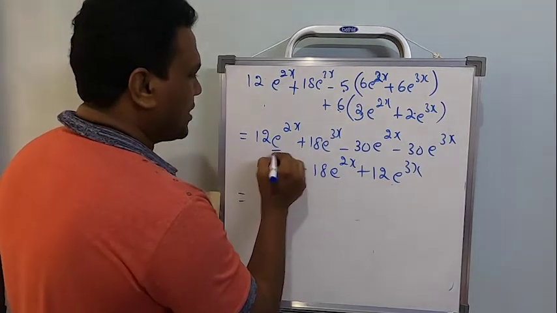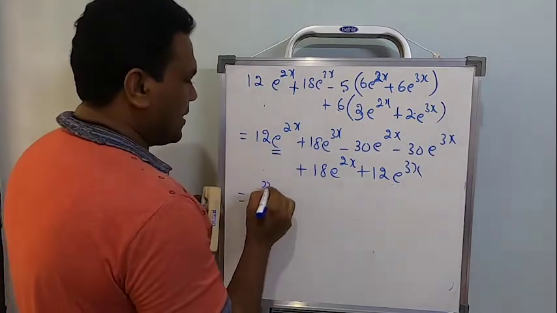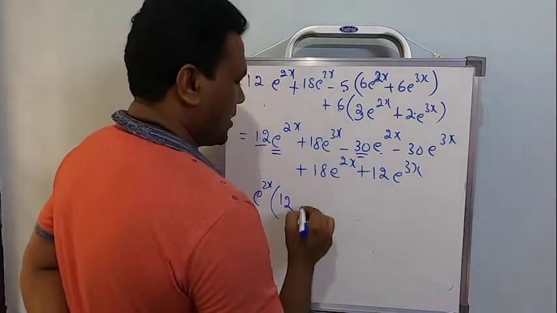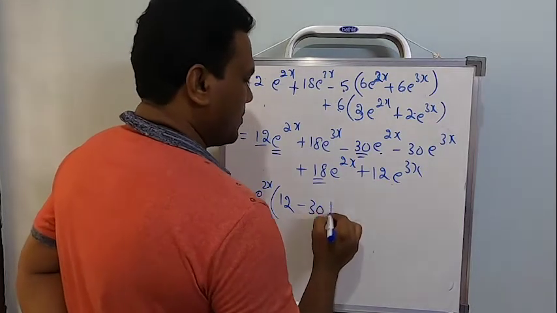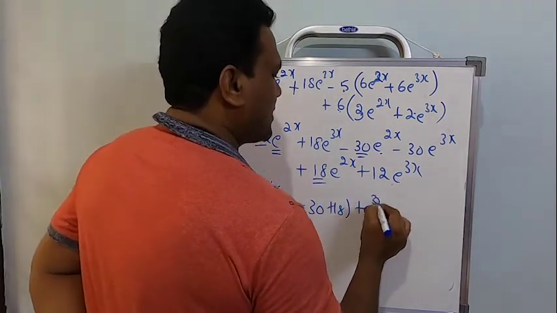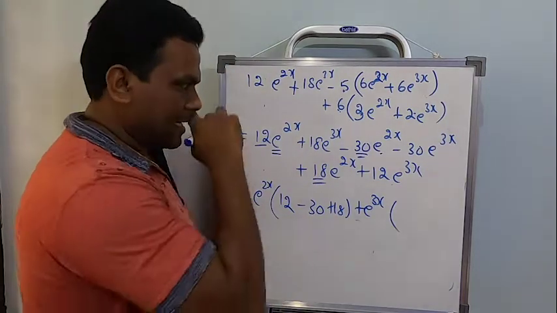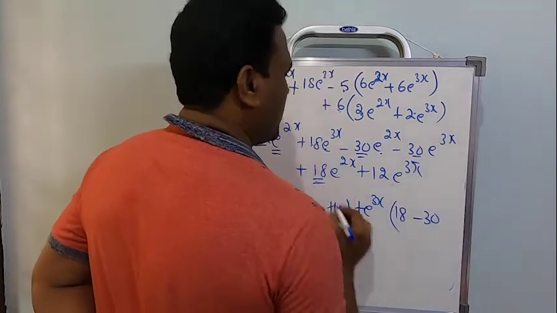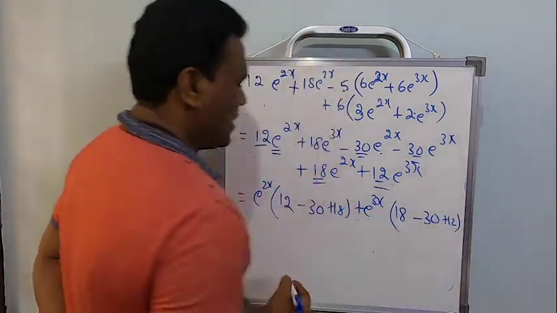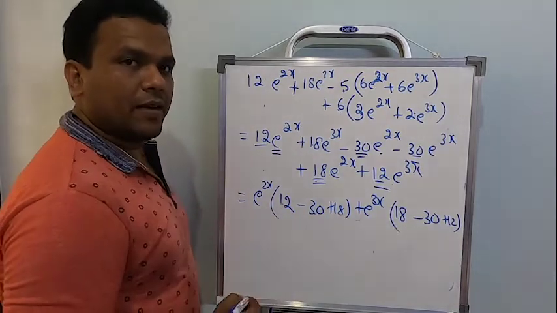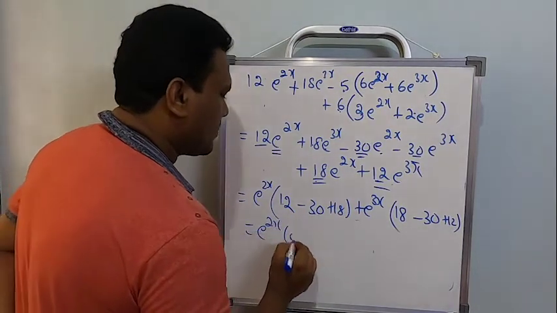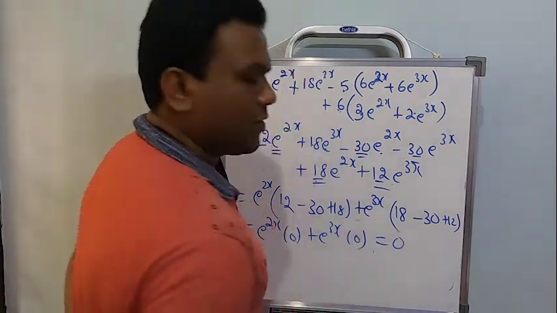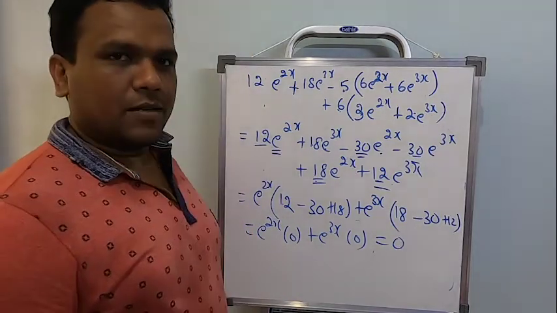So first let me just concentrate on e power 2x. So if I write e power 2x as common, what is the coefficient here? 12. And now look here, there is one more term of e power 2x, minus 30, and here plus 18. Plus e power 3x. Now let's concentrate on e power 3x term. So here one unit is there, it is 18, minus here one more 30, and here it's going to be 12. And just observe 12 minus 30 plus 18 is going to be 0. So e power 2x multiplied by 0 plus e power 3x multiplied by 0. So final answer will be 0. It's an easier one. Okay.